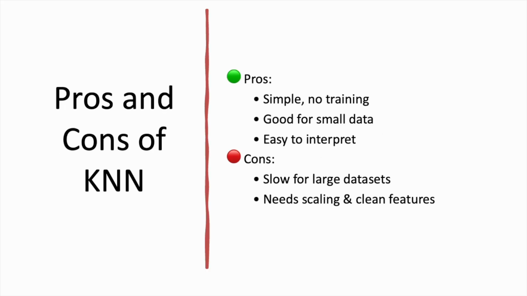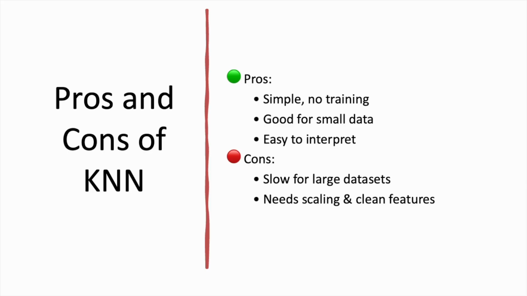Like every algorithm, KNN has its strengths and limitations. Its strength is that it is extremely simple and intuitive. No model training time is required. That's why it is called a lazy learner. It works well for small to medium data sets.